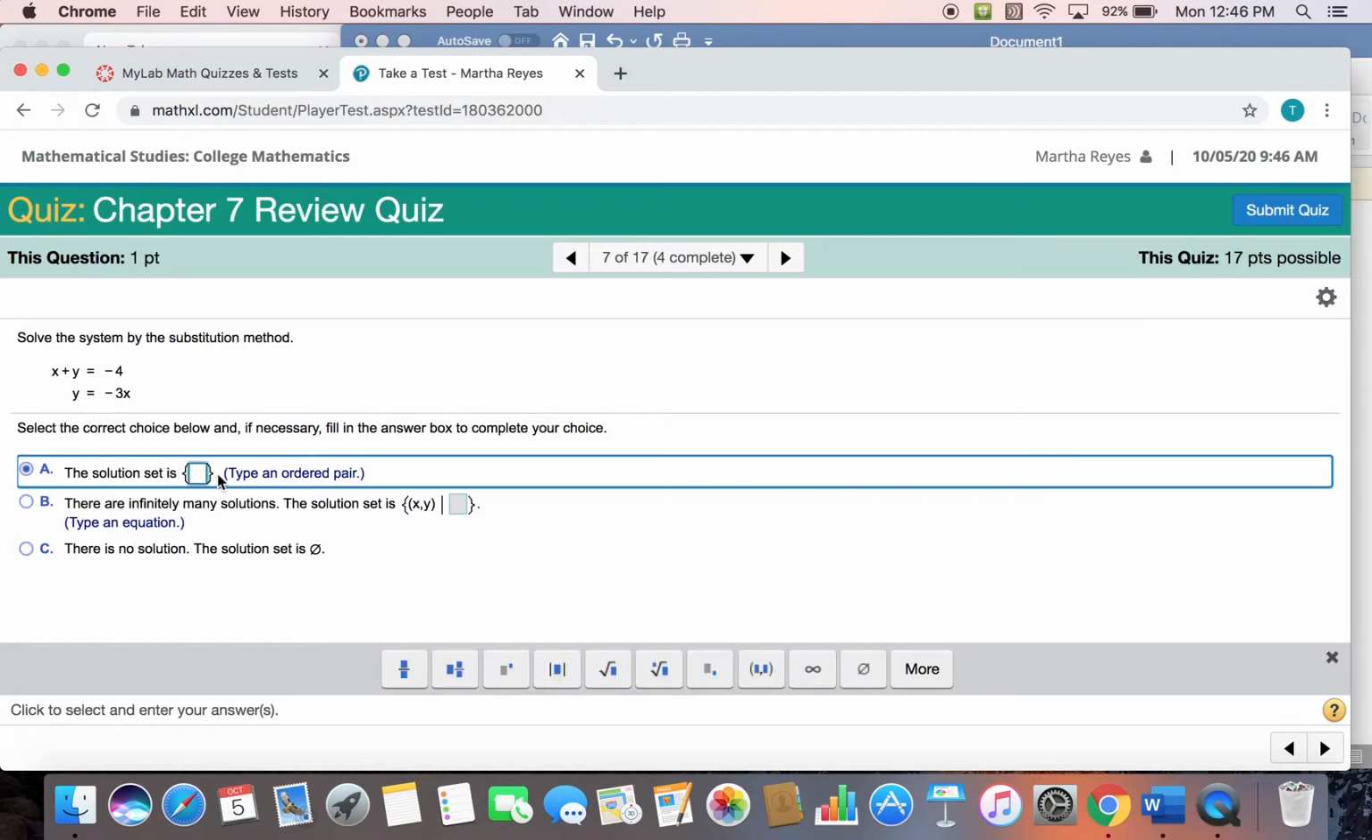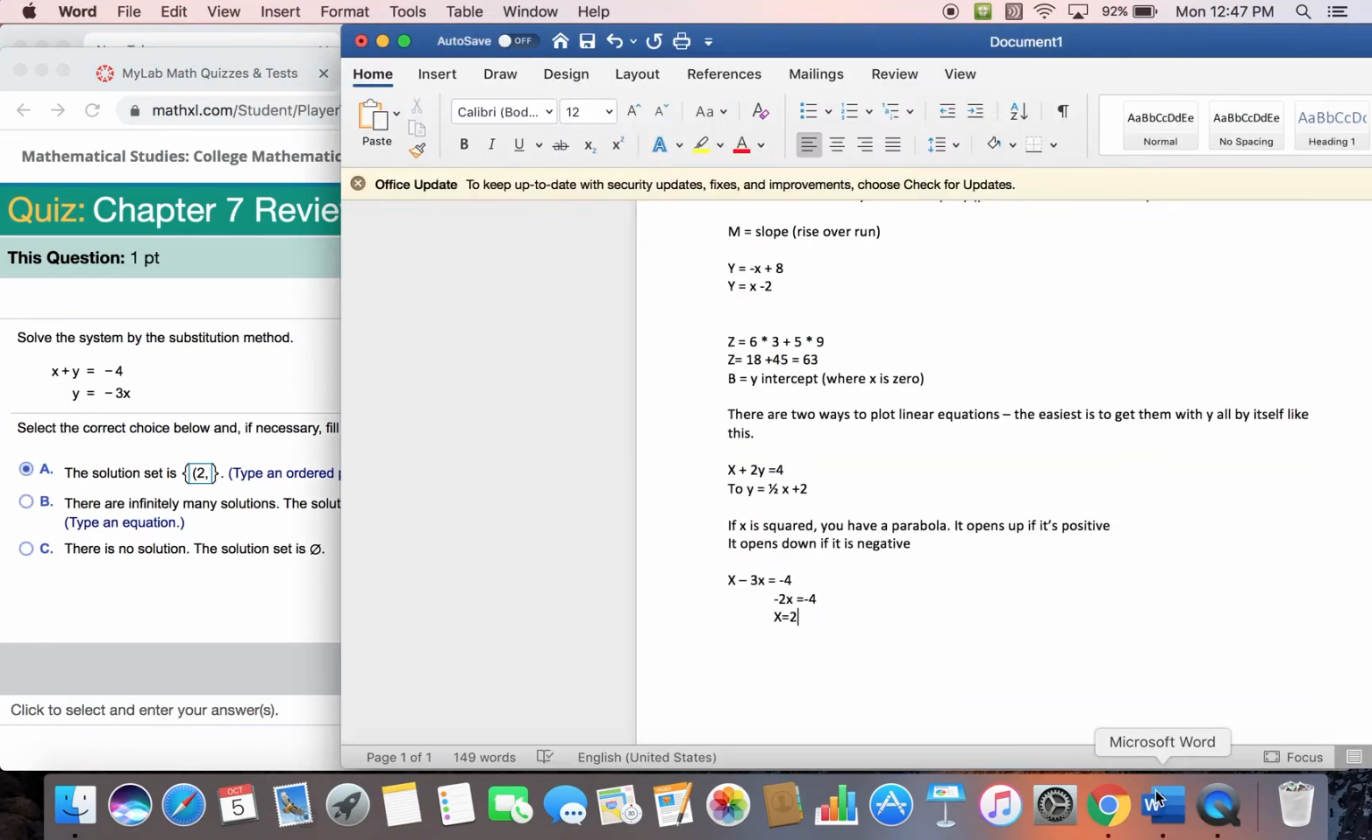The solution set. Okay, now we need to type an ordered pair. So we need to plug x back into one of those two to solve for it. So far, we have that x is 2. So you got to put a parenthesis, then you got to put a comma. That's the x part. Now we need to solve for y. So we go back over here, where x is 2. We have y. 2 plus y equals negative 4. If we plug it into the original, 2 plus y equals negative 4. So all I'm doing is taking the value and plugging it back into the original there.